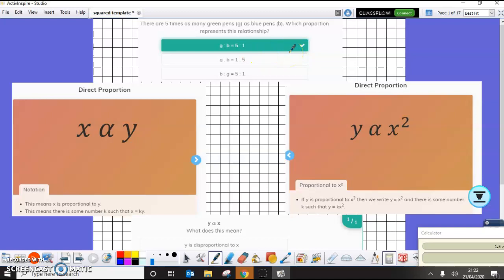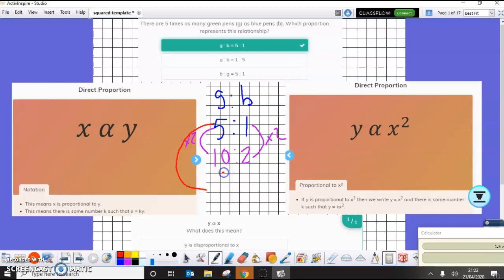So if you think, we've got green pens to blue pens, so we've got 5 to 1. There's 5 times as many green pens as blue pens. Now, if there's 10 green pens, how many blue pens would we be expecting? What's happened? We've timesed that by 2. So we would have to do the same thing to the other side, times it by 2, so there would be 2 blue pens, sorry.